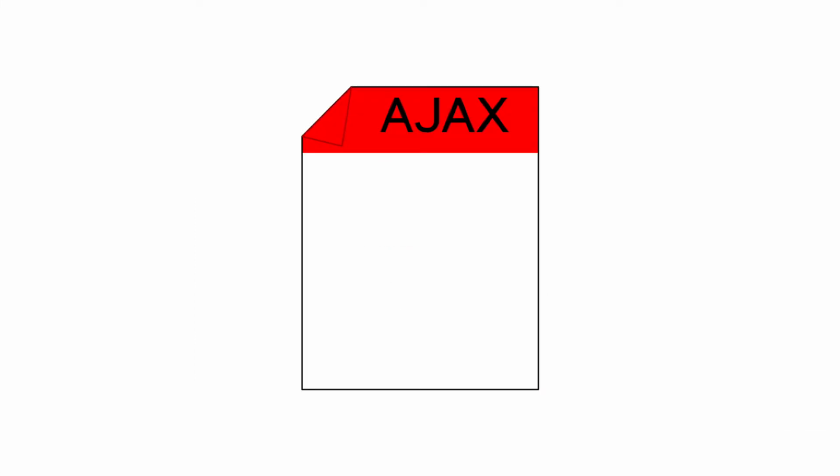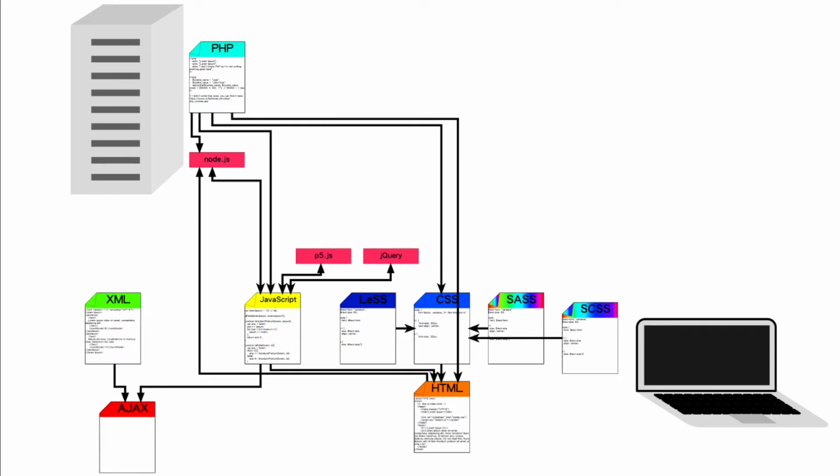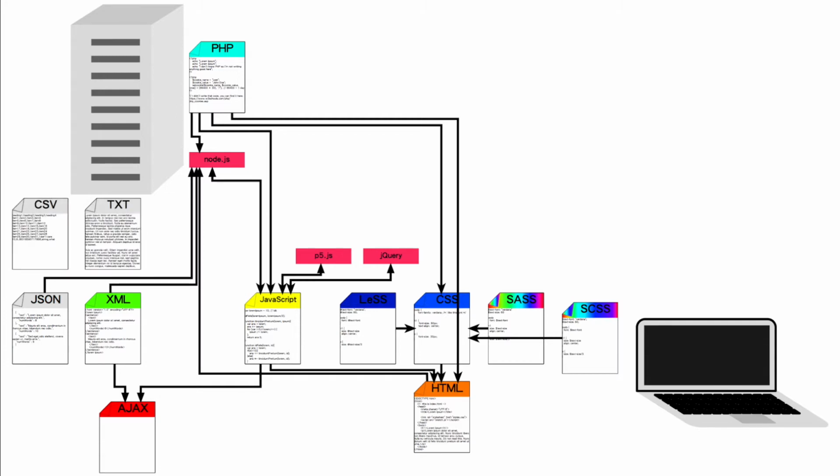I would mention AJAX, but it's not a programming language, but rather a combination of JavaScript and another markup language, XML. Close cousins with JSON. Of course, if we include JSON, we also have to include CSV, and maybe TXT for good measure.